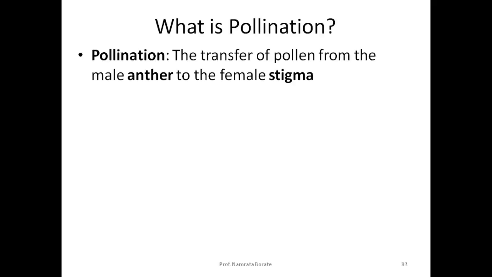Pollination is the transfer of pollen grain from the anther to the stigma of the flower. In angiosperms, both male and female gametes are non-motile, as these gametes are produced at two different sites. Means the male gamete is produced from the pollen grain and the female gamete is produced from the ovule.